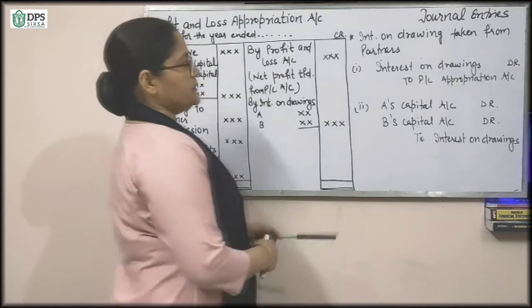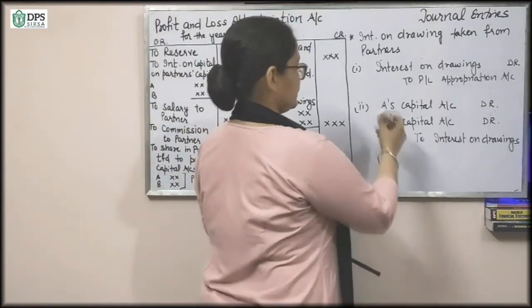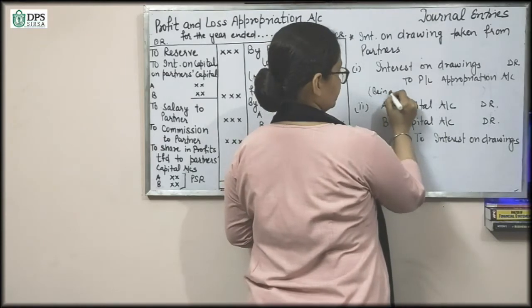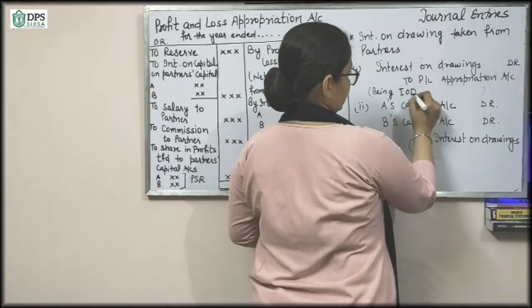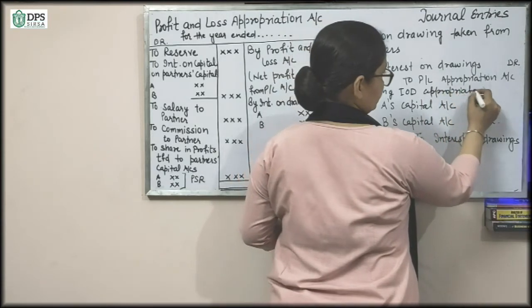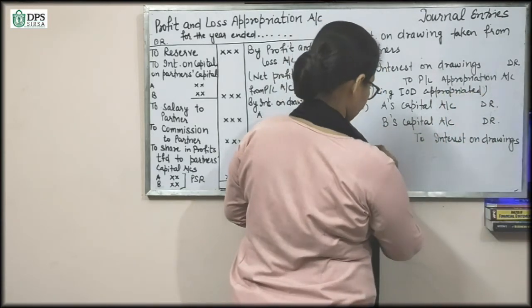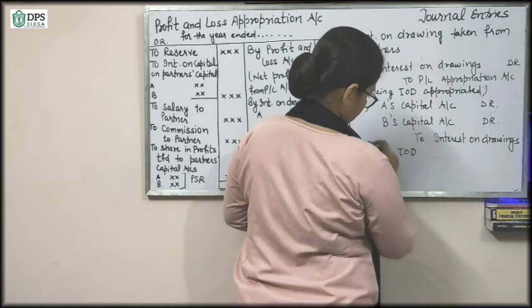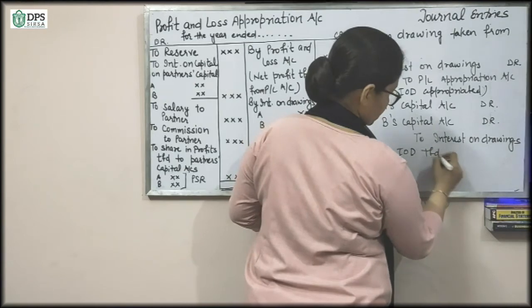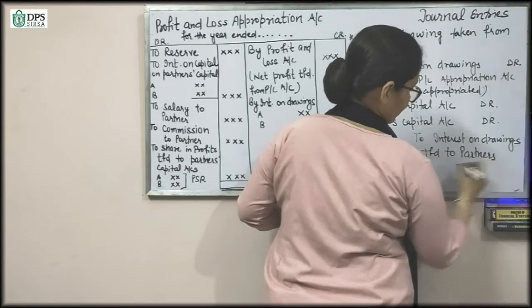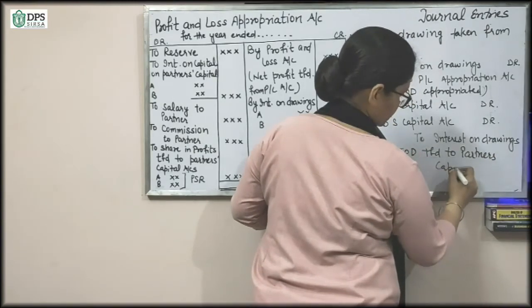So you can write the narration here: interest on drawings appropriated, and interest on drawings transferred to partners' capital account.